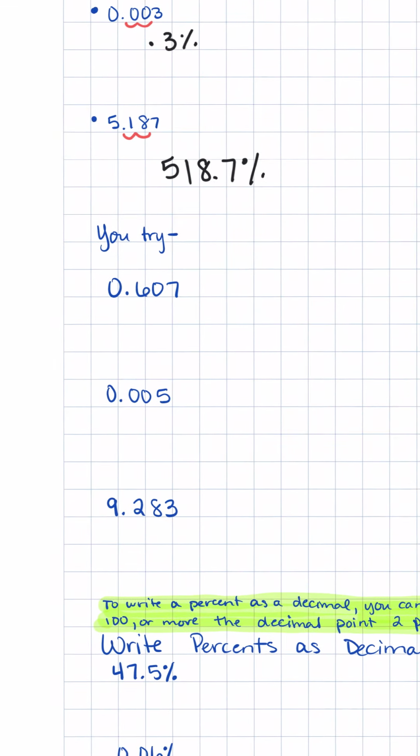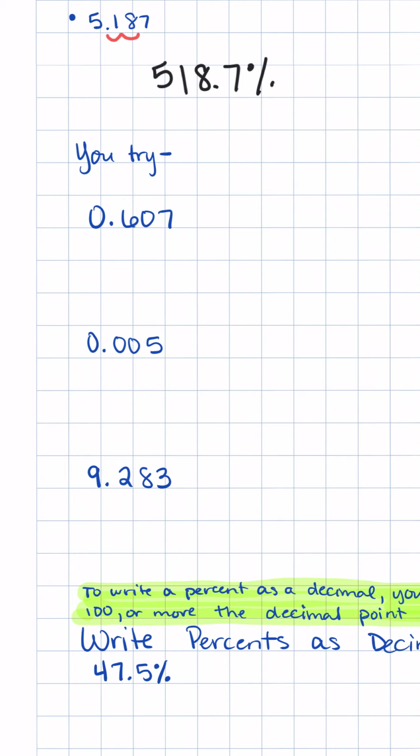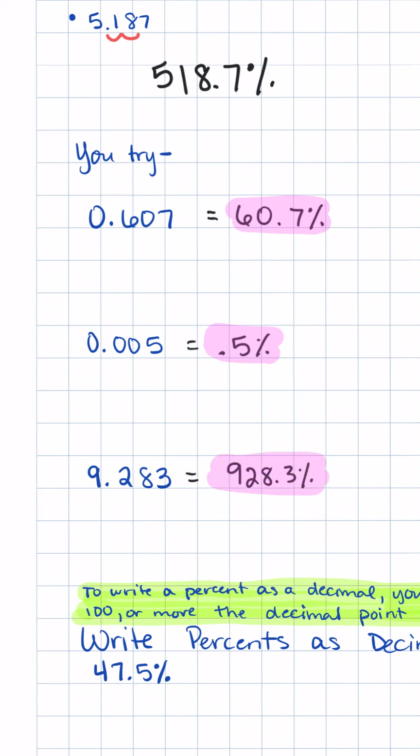Okay, you try these next 3 on your own. Press pause, come back to me when you're done. Okay, so you should have got 60.7%, 0.5%, and 928.3%.